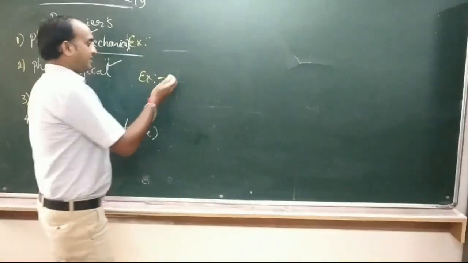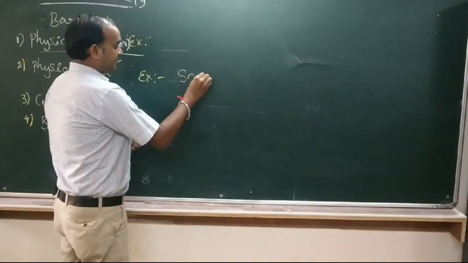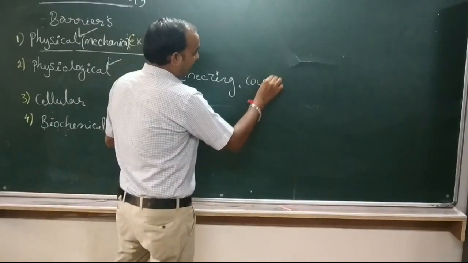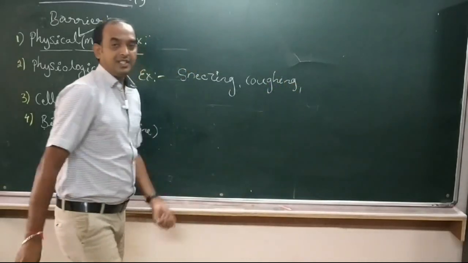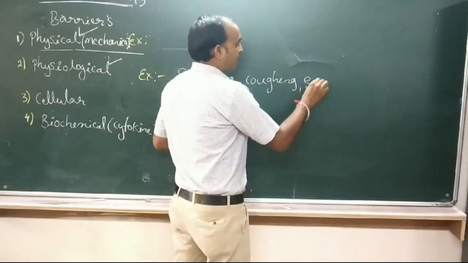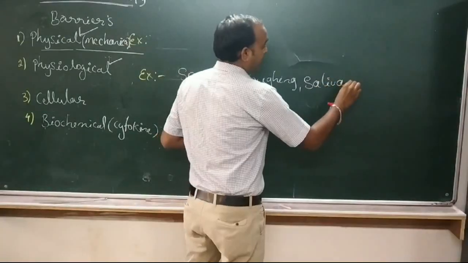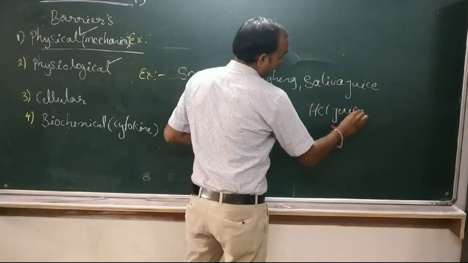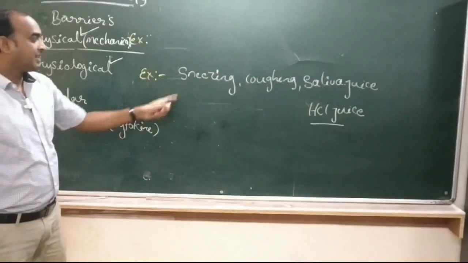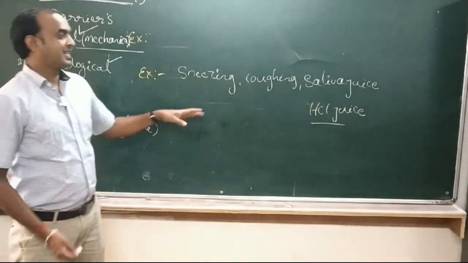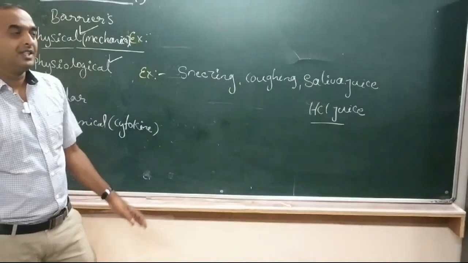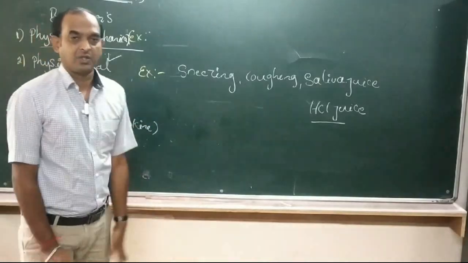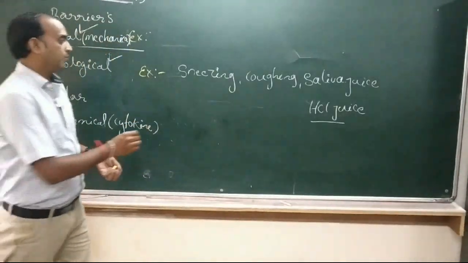The best examples are sneezing, coughing, production of saliva juice, and HCl juice. These are the physiological processes where the body will try to resist the entry of pathogens, or after the entry it will try to destroy them. We'll discuss one by one.